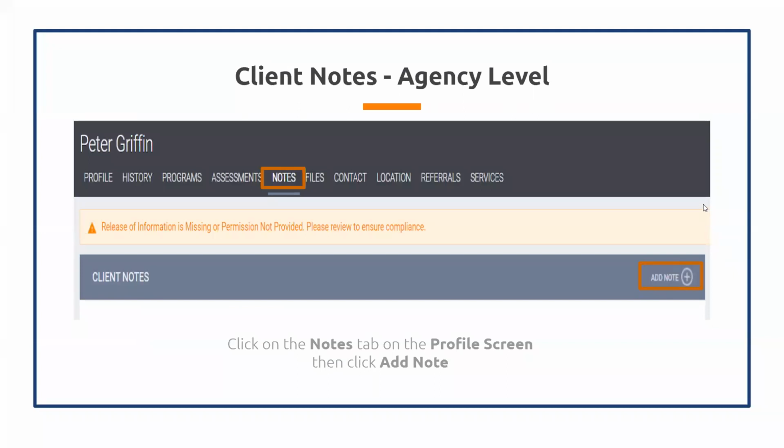So the next thing I want to go over is how to add a client note on an agency level. When this is made public, it is available for all agencies to see. But when it is private, it is only available for your agency to see. To do this, you will go on the profile page, click on the notes tab, and then click on add note.